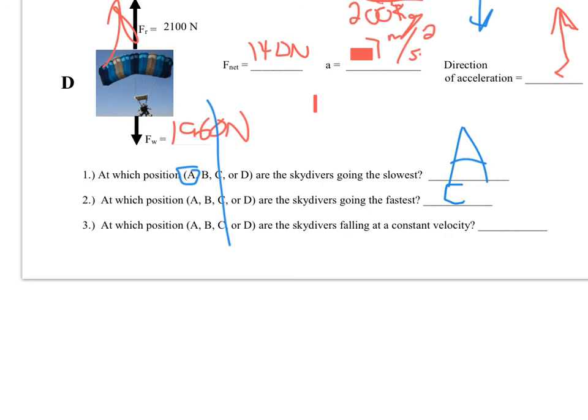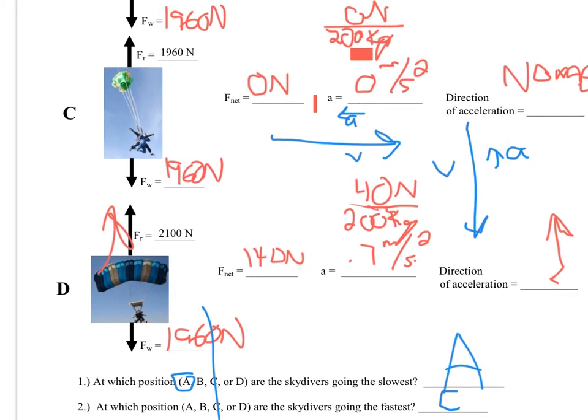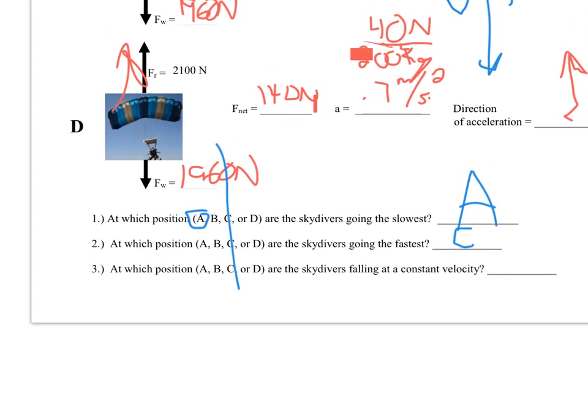And then at which position A, B, C, or D are the skydivers falling at constant velocity? Again, constant velocity means that there's no acceleration. They're not speeding up, they're not slowing down. And that was at position C as well. They had no acceleration, therefore they're going at constant velocity. So therefore C is your correct answer.